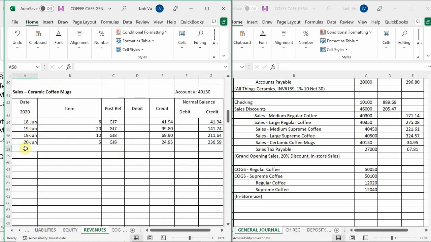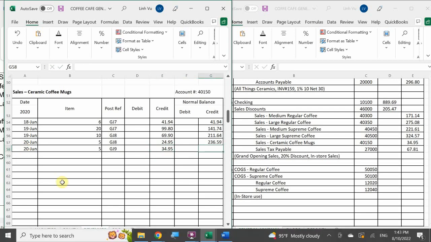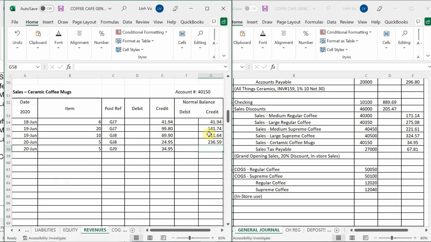What about the ceramic coffee mugs? Oh yes. We have 5 units, and it's page 9, and it's 34.95. And I have 271.54. Good.